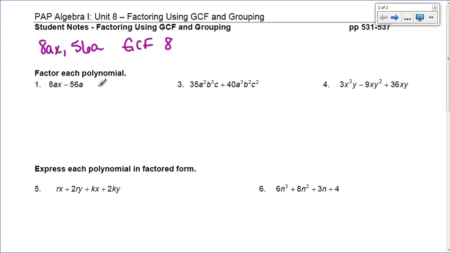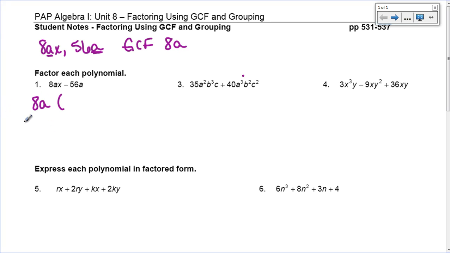Now I have to talk about what else they have in common because this has an ax and this has an a. Well, if you will notice, they both have an a as part of their term, so they also have an a in common. So the greatest common factor for both of those numbers is 8a because they have an 8 in common for the coefficients and then they both share an a. So when I factor this using the greatest common factor, what I'm going to do is take out that 8a. And then in parentheses, I'm going to write what is left, what I still have remaining after I pull that 8a out.